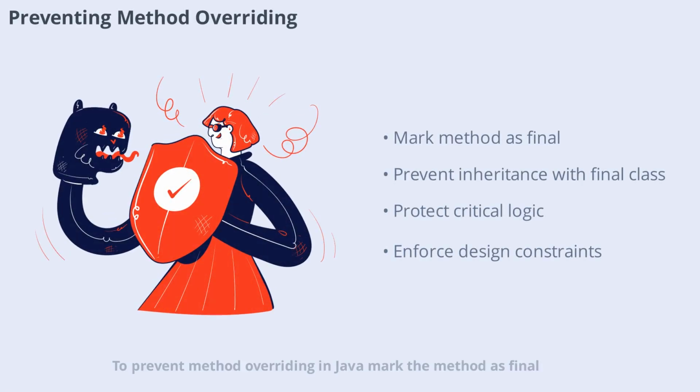To prevent method overriding in Java, mark the method as final. If you want to prevent inheritance altogether, mark the class as final. This ensures that your implementation remains unchanged and protects critical logic from being altered in subclasses. It's a simple yet effective way to enforce design constraints.